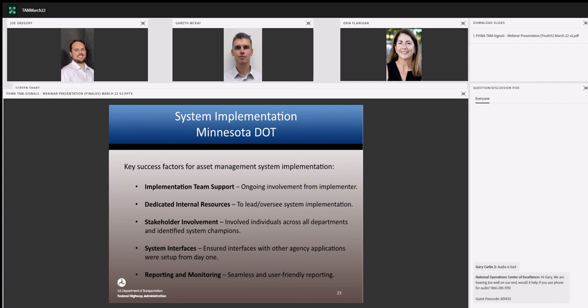They recognized that having those interfaces between the system they were putting in place and other systems that the agency had was important to make sure that people could consistently pull the information they needed. And so they made sure those were set up at day one when things went live, and really focused on the reporting and monitoring and making sure that the information that people were able to pull from their system was user-friendly and was going to help them with the decisions they needed to make.